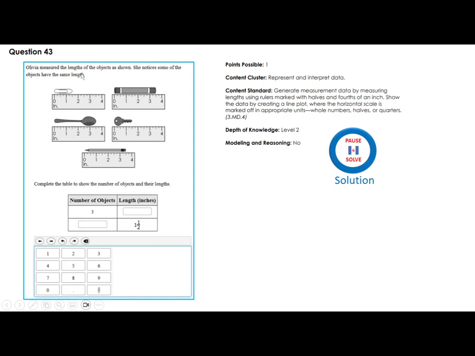Olivia measured the lengths of the objects as shown. She notices some of the objects have the same length. Complete the table to show the number of objects and their lengths.